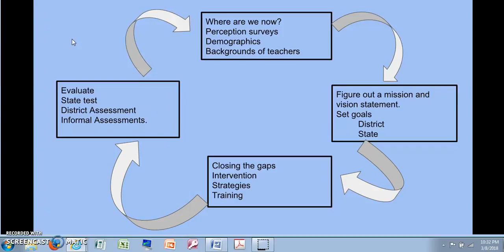Our district assessments we do at least 4 times a year on most of them, or our MAPs. The next one would be informal assessments. We just need to check in with our students to see how they're doing.